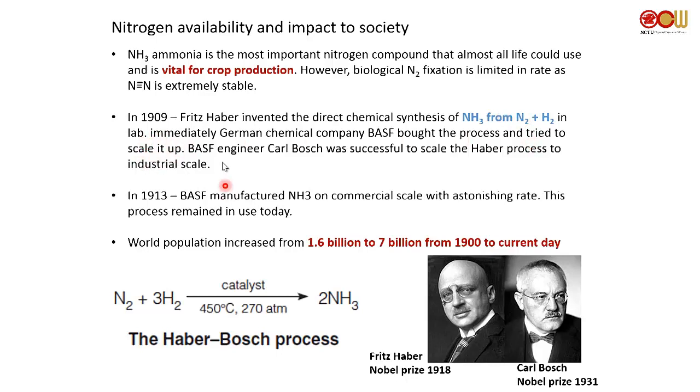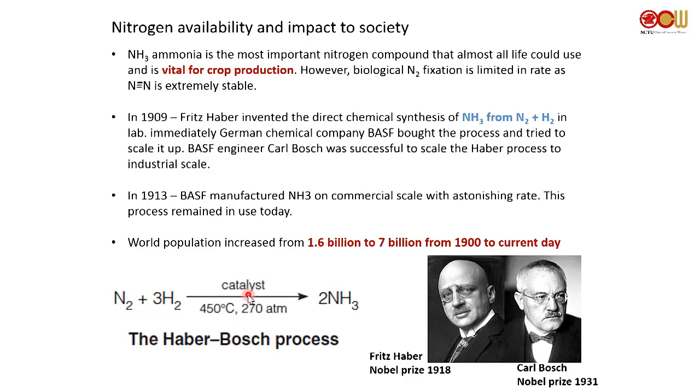BASF then bought, okay, 跟 Fritz Haber 买了这个技术，这个反应, okay, 然后这家公司就 try to scale it up. 然后 BASF 的这个 engineer Carl Bosch, okay, Bosch, B-O-S-C-H, Haber-Bosch. Bosch was successful to scale up the Haber process to industrial scale. Therefore, this entire process is called the Haber-Bosch process. Okay? Haber-Bosch process is like one of the major reasons why you got this huge, super fast increase in human population. Okay? Without the Haber-Bosch process, you do not have the society today.